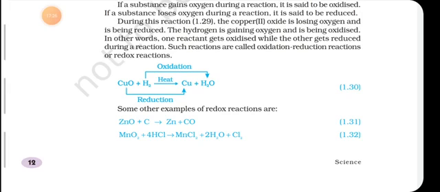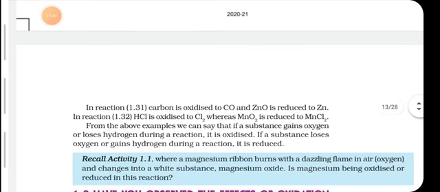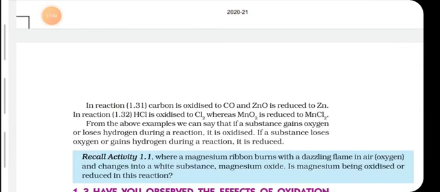Another form is MnO2 plus 4HCl, that is manganese dioxide plus 4HCl. You can see over here that manganese dioxide is losing oxygen and gaining Cl2, whereas the hydrochloric acid is losing hydrogen and gaining oxygen. So it is also a type of redox reaction. Okay, see, they have written over here that in the reaction, carbon is oxidized to carbon monoxide and zinc oxide is reduced to zinc, whereas in reaction 1.32, that was MnO2, HCl is oxidized to form chlorine, whereas MnO2 is reduced to form MnCl2.